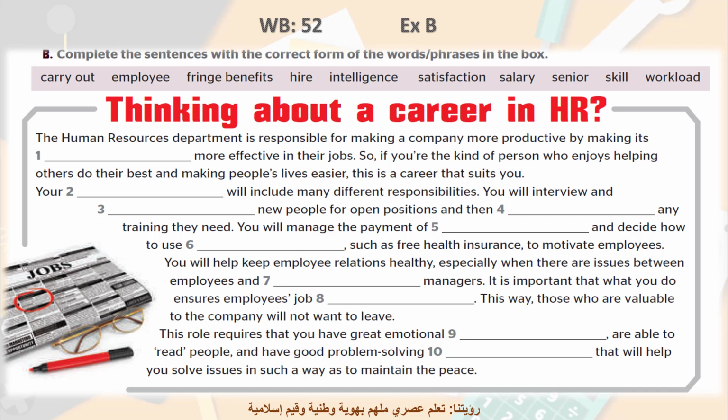Senior is the chief, the boss. Okay? What about this word? Skill. A skill is something that you can do, while others cannot do the same as you. Okay? The last word is workload. Workload means that sometimes you have a lot of work and you have a load on your back. Do you understand it? Okay. Now pause the video, read the paragraph, choose the correct word or phrase, and then play the video again to check your answers.